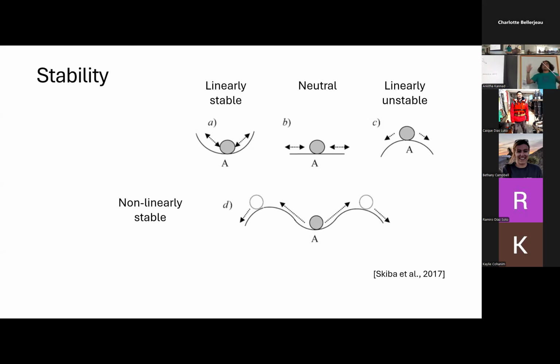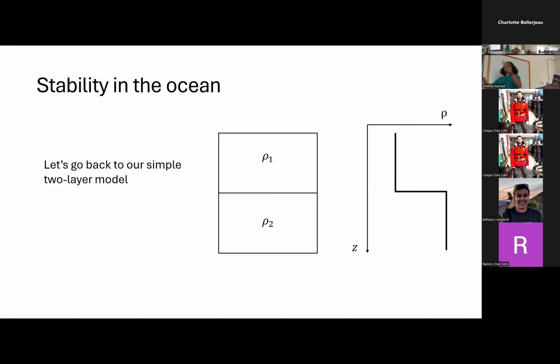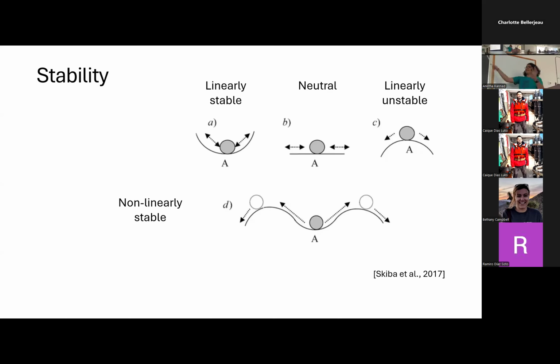So that's a very general description of what these different equilibrium positions look like and what might happen if you displace this ball a little bit. So let's think of this in terms of a fluid now. And actually, before I jump into that, any questions about this simple model?